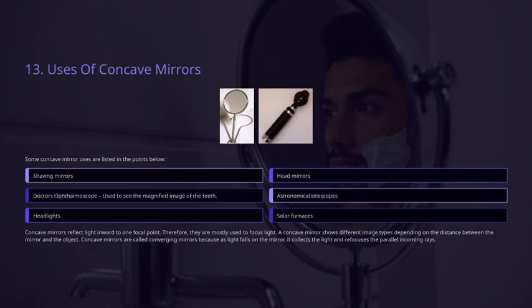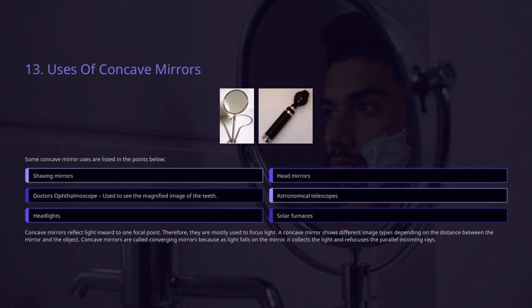Let's talk about some common uses of concave mirrors. You might be surprised to learn how versatile they are. For example, shaving mirrors often use concave surfaces because they can provide a magnified and clear reflection, making grooming easier. Doctors also use devices like ophthalmoscopes, which incorporate concave mirrors to see the inside of the teeth or the eyes with great detail. Headlights in vehicles are another important application.